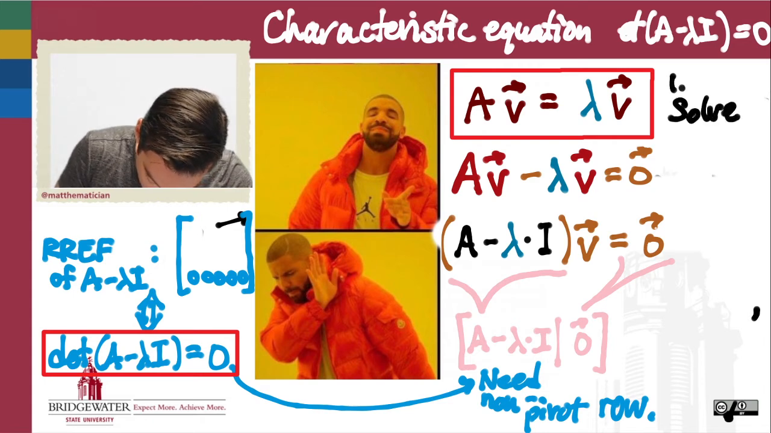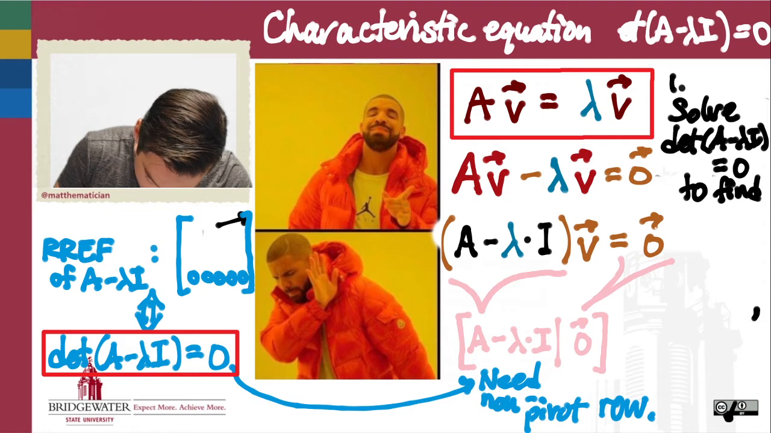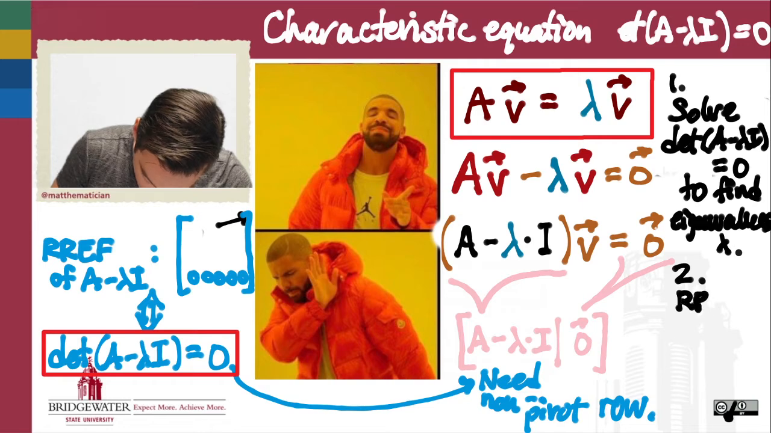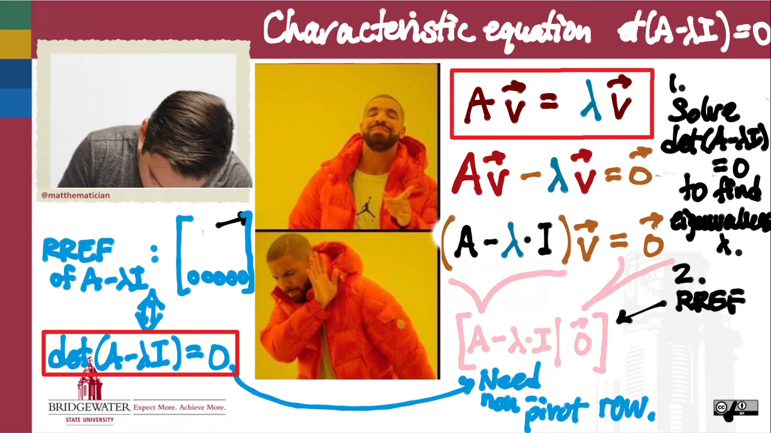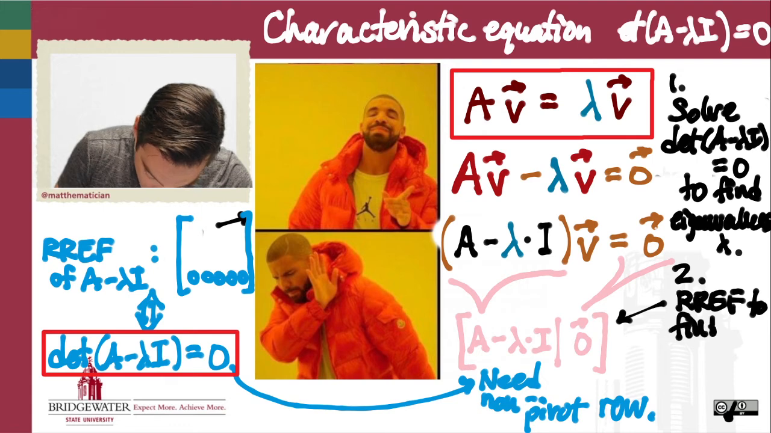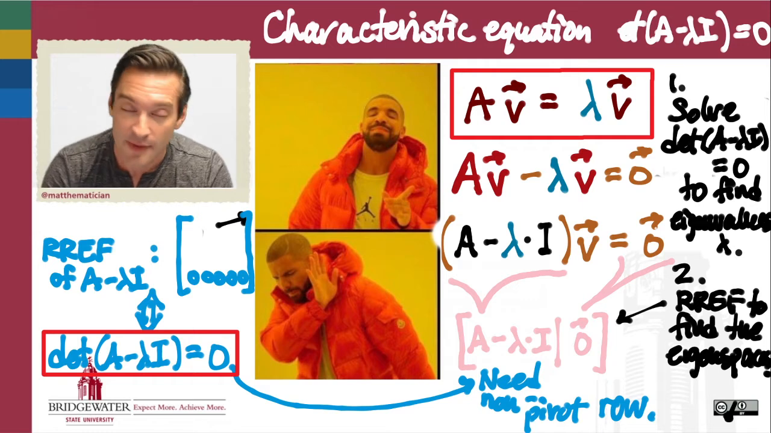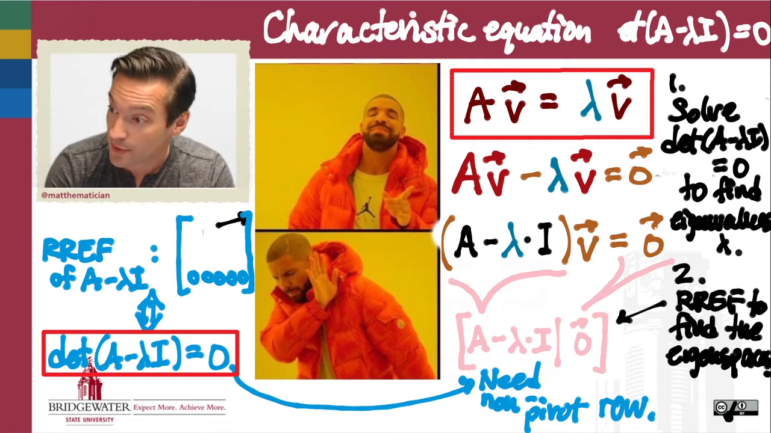First, solve the characteristic equation, determinant of A minus lambda I equals 0, to find the eigenvalues, the lambdas, the stretch factors that make this work. And the second thing we'll do is then use reduced row echelon form of this to find the solution set, which is the eigenspaces. So let's step through an example of doing each one of those things, and then I'll give you one to work on with your group, and it'll be a good place for us to wrap up.